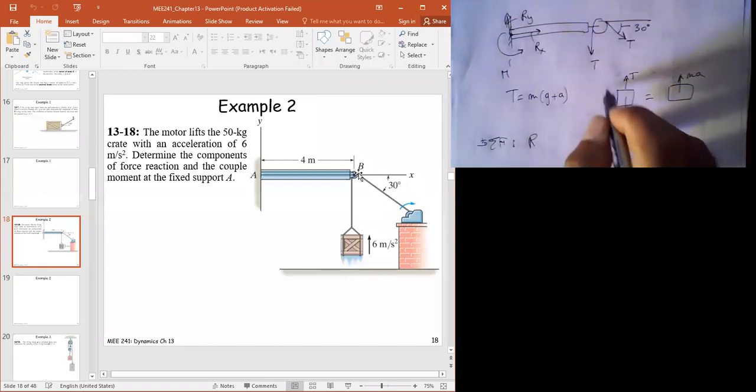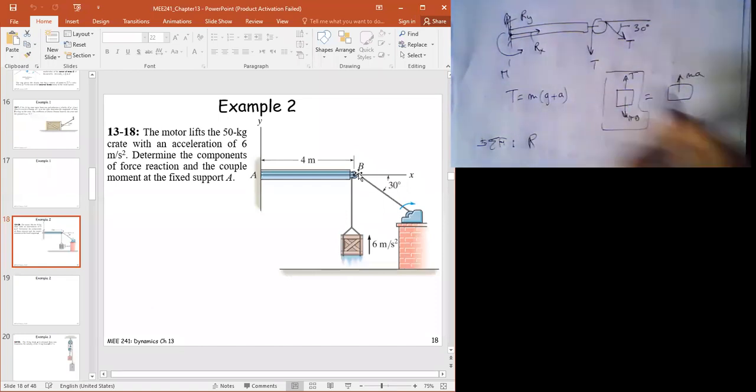By the way, in your static course, guys, you only deal with this part. You don't deal with this part, right? Yes. Dynamics, it's like we're doing both static and also dynamics.